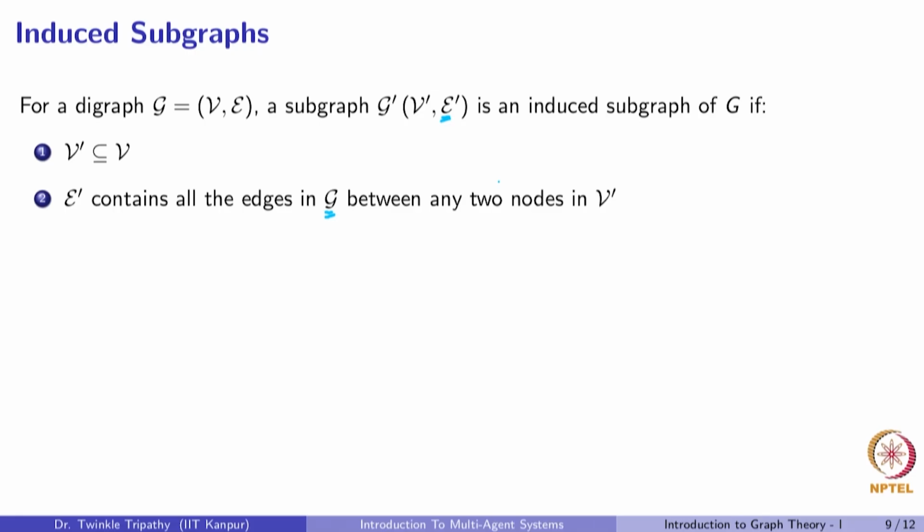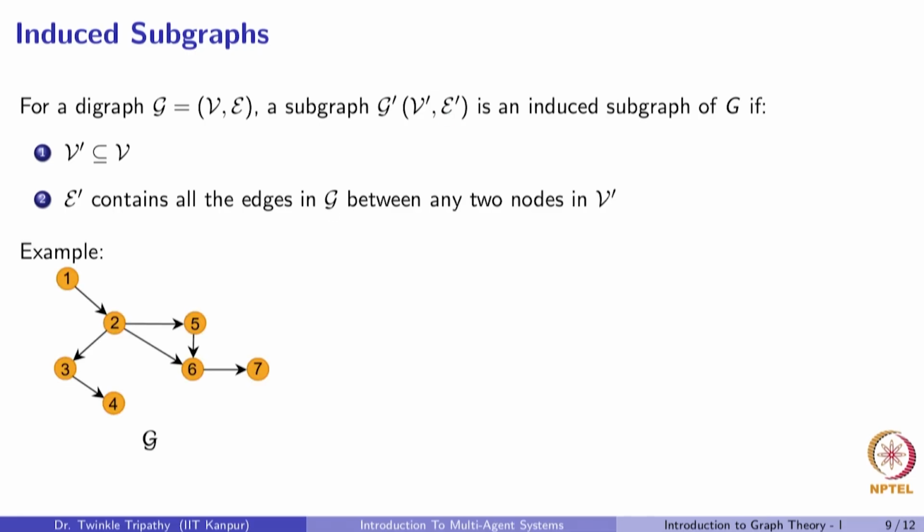So let us try to understand this definition through an example. Let's start with this directed graph shown here, which has about 7 nodes. And let us look at this subgraph. Certain edges have been deleted here, and the solid edges form the subgraph. So it's effectively just this. Now, is this subgraph a candidate for an induced subgraph?